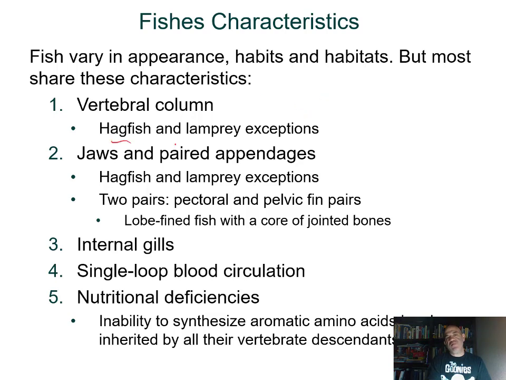The hagfish and the lamprey, those are the jawless fish. They have a rudimentary structure that resembles a vertebral column. So they either have very rudimentary structures that are not quite notochord, not quite backbone, or they have some backbone and then are missing some parts of it. But these are the jawless fishes. So all the other fish are going to have a pretty solid backbone. They're going to have jaws and paired appendages. Again, the exceptions are the hagfish and the lampreys.